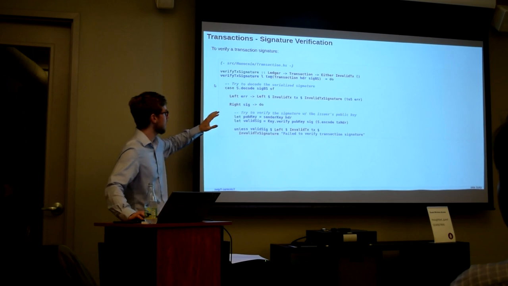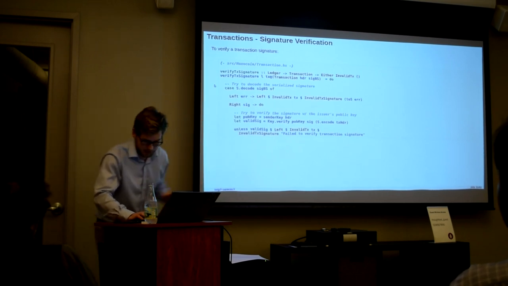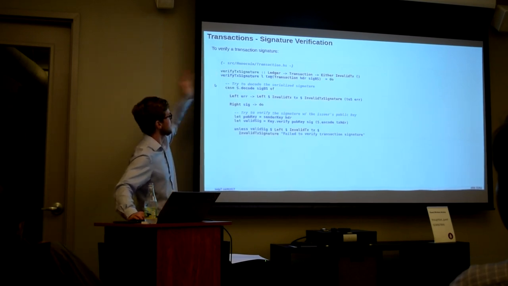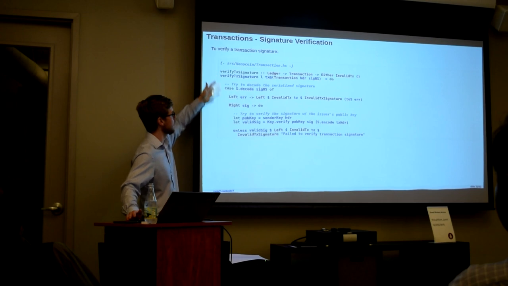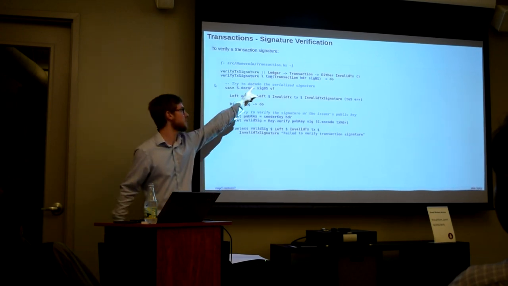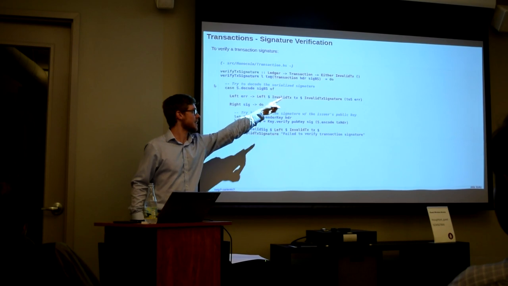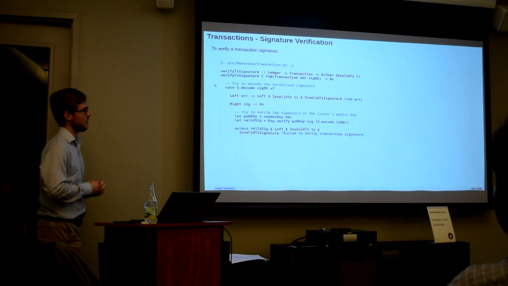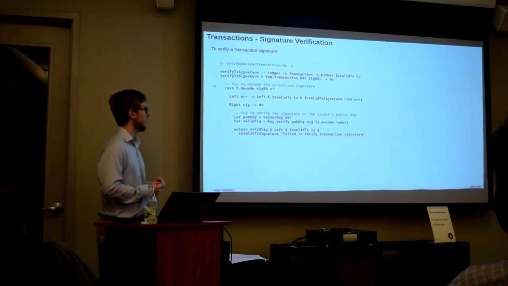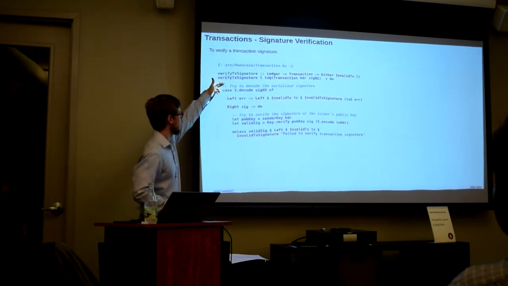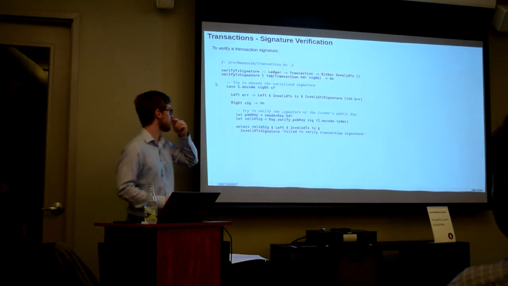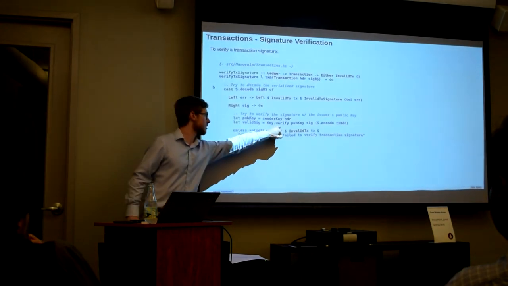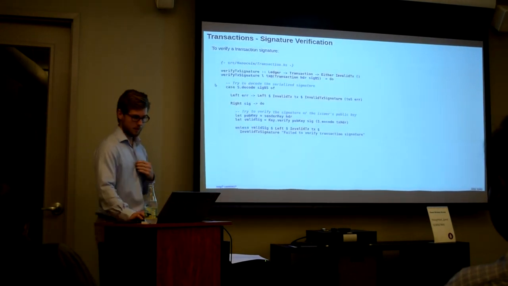In order to verify a signature, I was going to get into more depth here, but we're only halfway through, so I'm just going to skip this and say this is all it takes. There's a lot of spacing so that you can understand it better. This is a Haskell function that takes some ledger state and some transaction, and it either says yes with the unit, it doesn't do anything, or it returns an invalid transaction error. You can read it. We try to decode it. If it fails to decode, we return an invalid transaction signature. And if it did decode, then we try to verify it using the verify algorithm from Kryptonite.